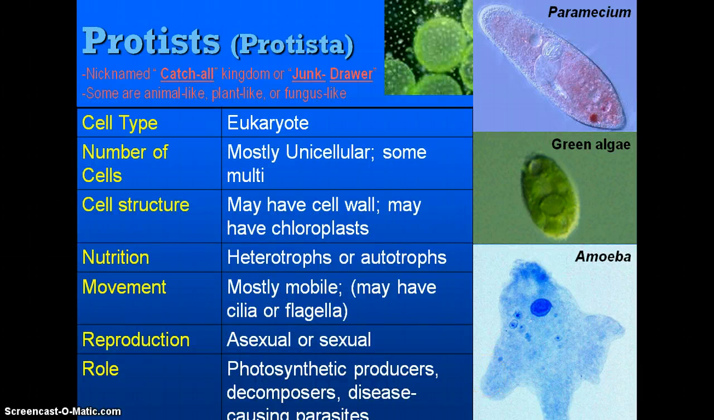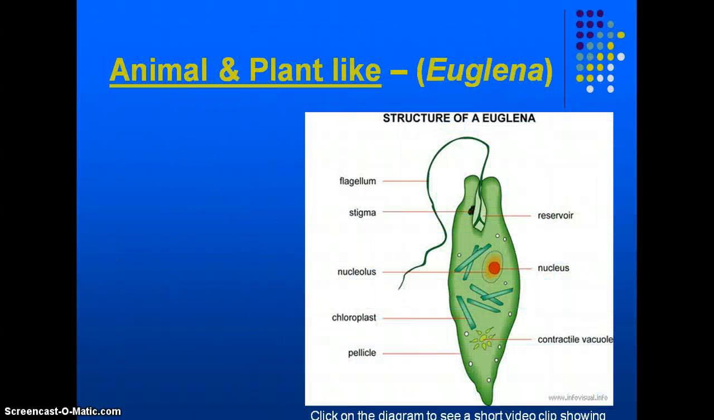Reproduction: some of them reproduce asexually, some of them reproduce sexually. Some are photosynthetic producers, some are decomposers, and some are also disease-causing parasites. So a few examples, you don't have to add these to your notes. I just wanted to expand on them a little bit.